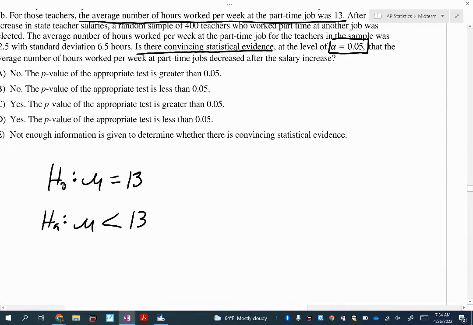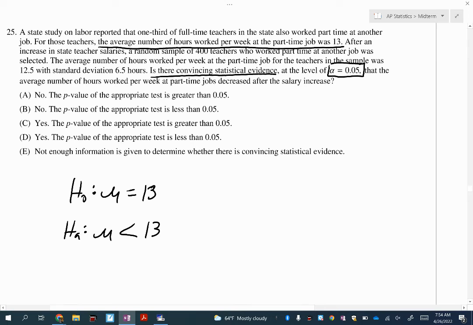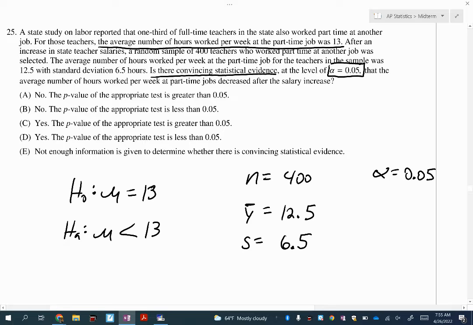We have some other things here. We have a sample size of 400 teachers. Our sample mean, I put Y bar, is 12.5. And the sample standard deviation was 6.5 hours. All right. Are we ready to run the test? Yeah? Okay. Let's do it.